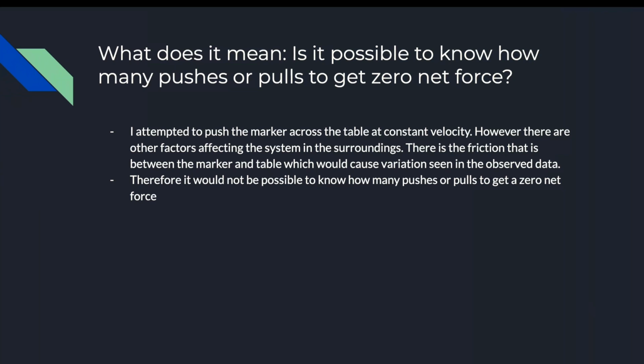Is it possible to know how many pushes or pulls to get zero net force? I attempted to push the marker across the table at constant velocity. However, there are other factors affecting the system and the surroundings. There's friction between the marker and the table, which would cause variation seen in the data. So it would not be possible to know how many pushes or pulls to get zero net force.